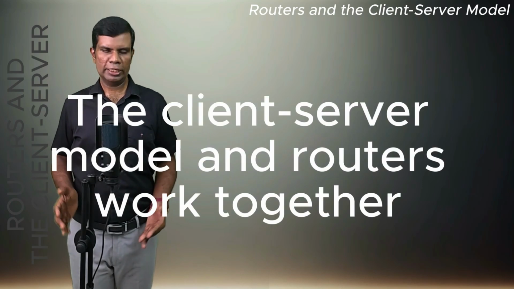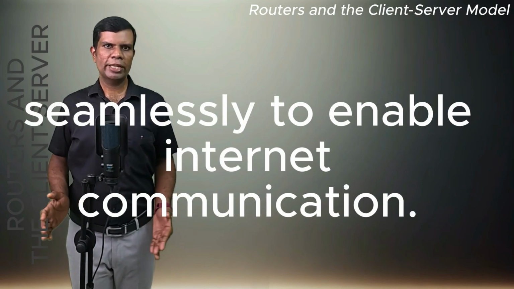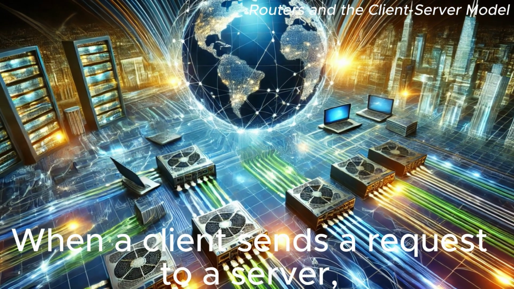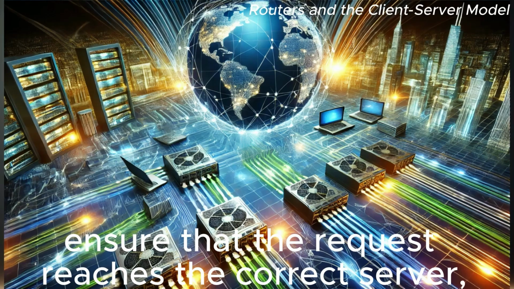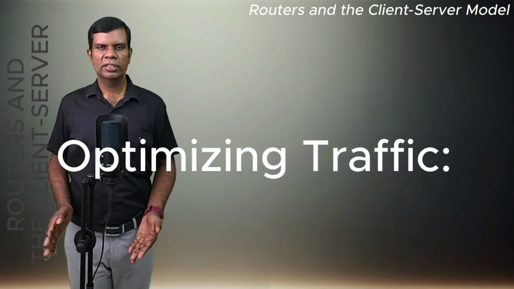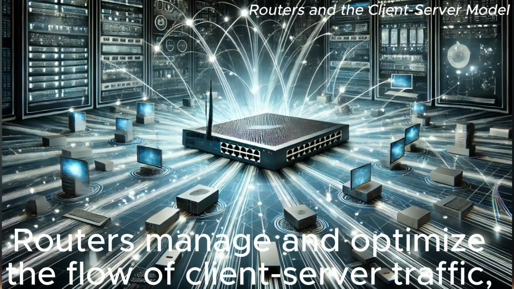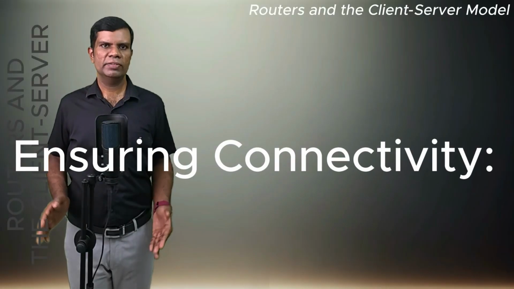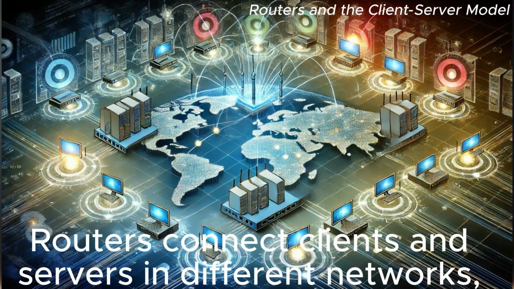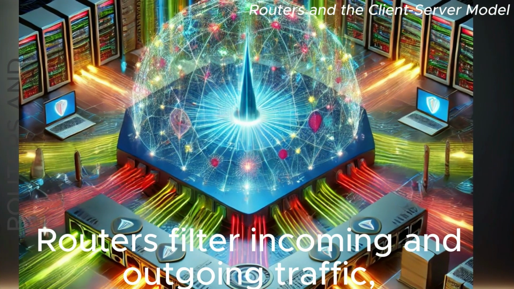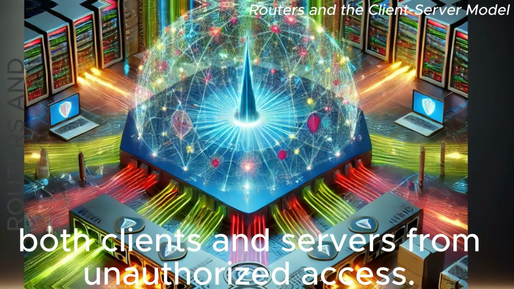The client-server model and routers work together seamlessly to enable Internet communication. Routing client requests. When a client sends a request to a server, routers ensure that the request reaches the correct server, even if it is located across the globe. Optimizing traffic. Routers manage and optimize the flow of client-server traffic, balancing loads and prioritizing critical data. Ensuring connectivity. Routers connect clients and servers in different networks, enabling the global reach of the Internet. Security layer. Routers filter incoming and outgoing traffic, protecting both clients and servers from unauthorized access.